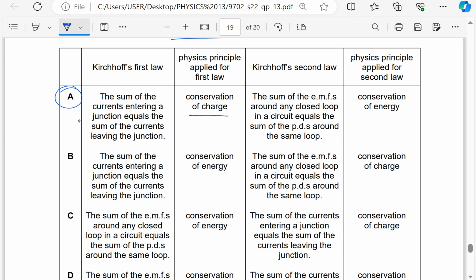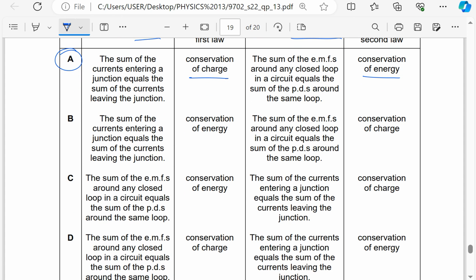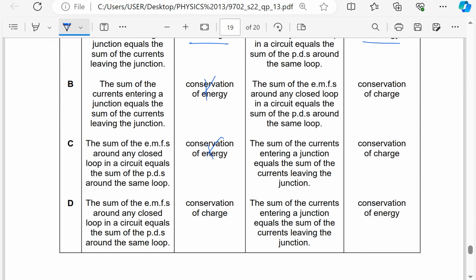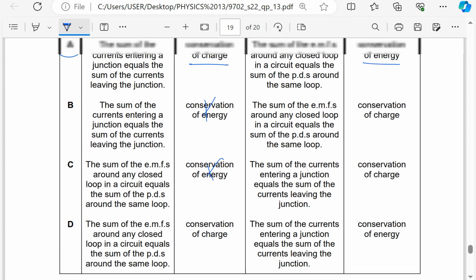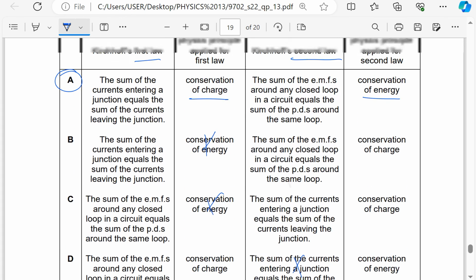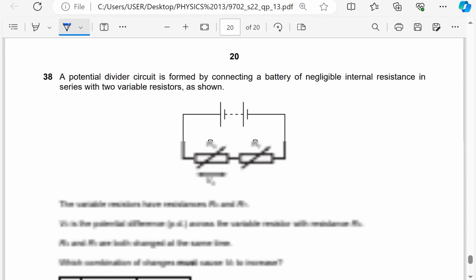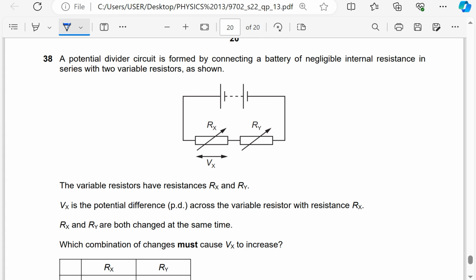Conservation of charge, first law. Conservation of energy, second law. So this one is wrong. And second law is conservation of energy. But then second law is sum of EMFs, not sum of currents. So the answer is A. Then 38, I think 38 is still electricity.